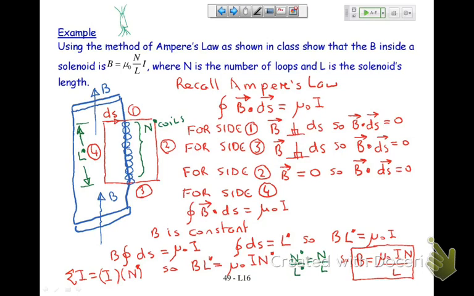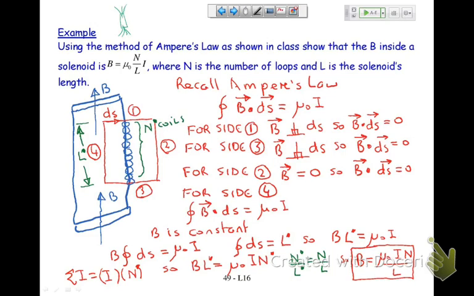And so it says, you've got this solenoid, show that this is the expression for the magnetic field inside the solenoid. N is the number of loops, the number of turns in the solenoid. L is the length of the solenoid. I is the current flowing through the solenoid, and B is the magnetic field inside.